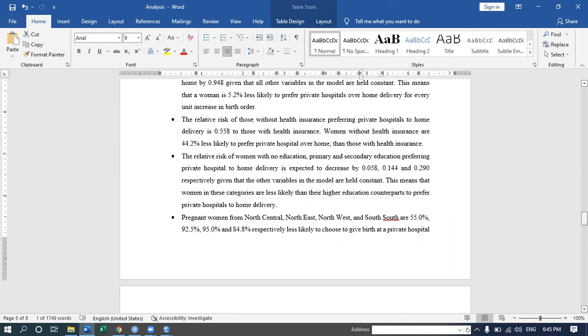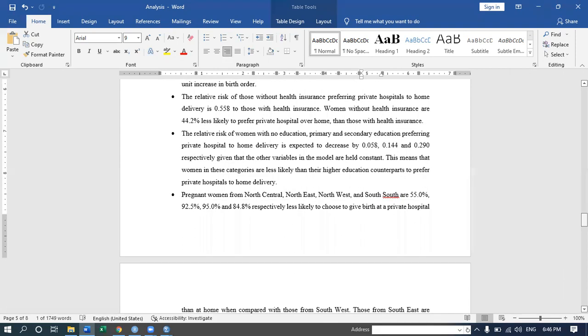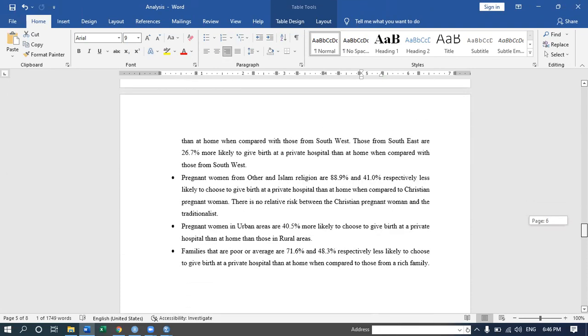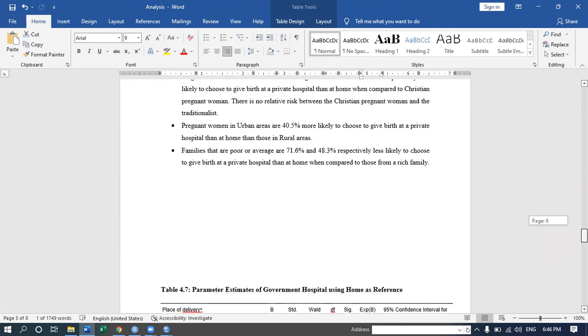Let me say it again. When you're talking about more likely, you subtract 1 from the value. Less likely, you subtract the value from 1. That's what we've been doing. So when you have different levels, many levels, you can take all the negative first, interpret them together, take all the positive and interpret together. So that's how I did for North Central. So I did same for the rest.